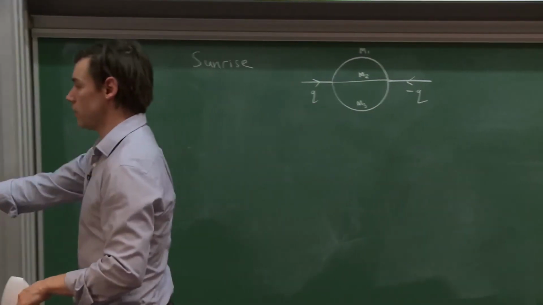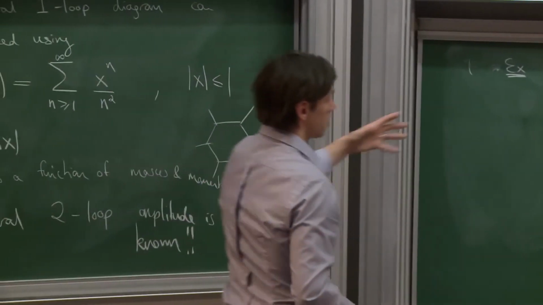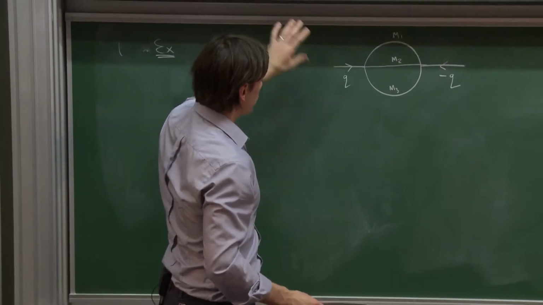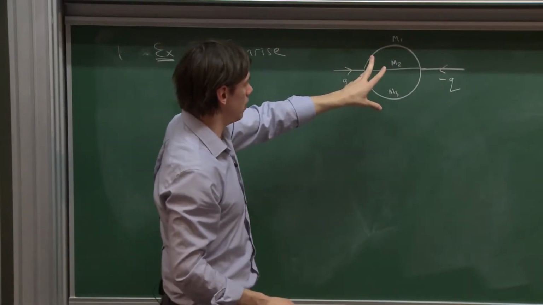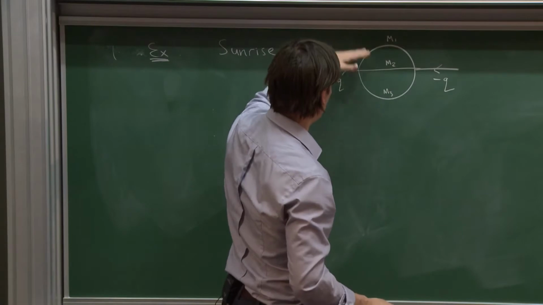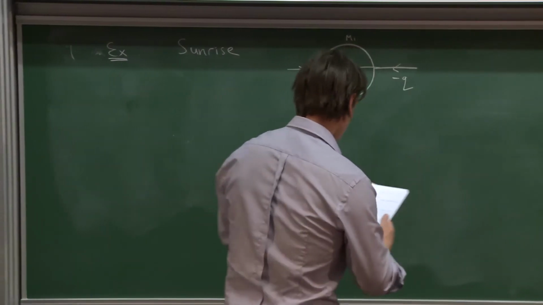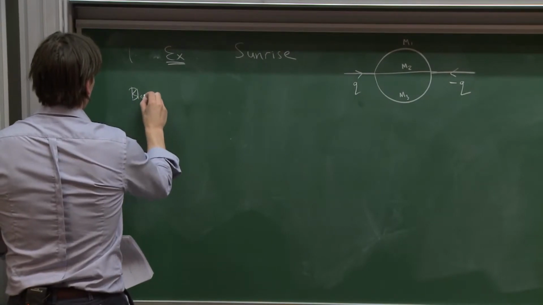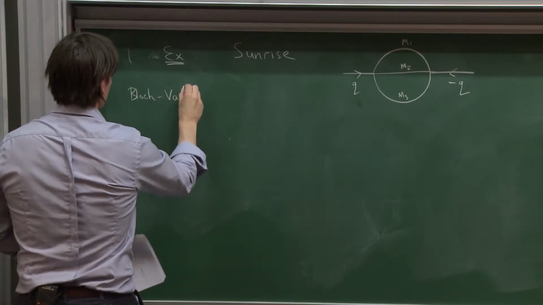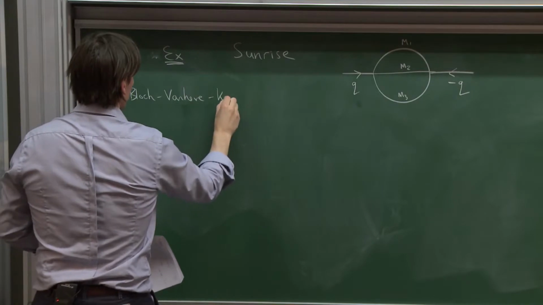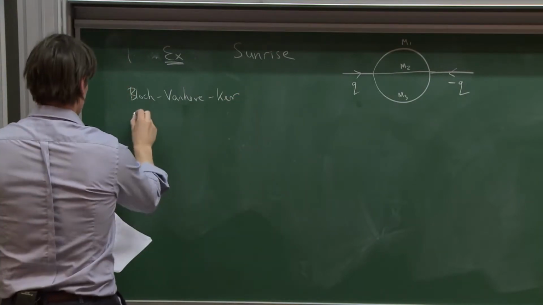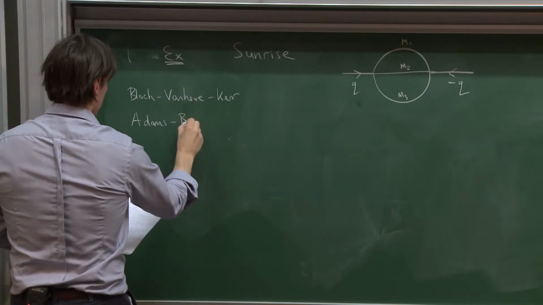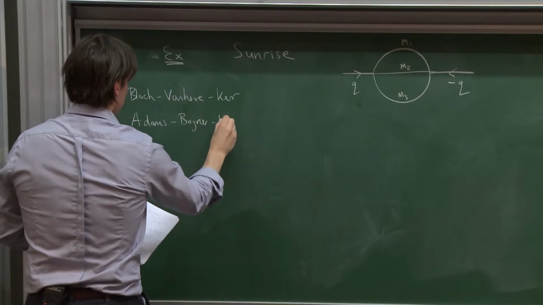So, of course, faced with these difficulties, what people typically do is make some assumption that certain masses are zero and so on and so forth. This has a long history, and it was recently solved for the general case with all non-zero masses and momenta. And the key names are Bloch, Van Hove, and Matt Kerr, and Adams, Bogner, and Weinzierl.